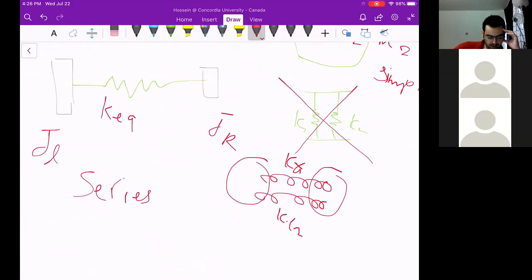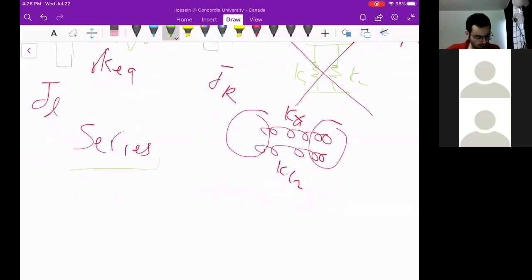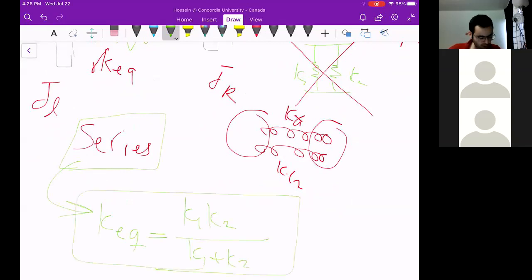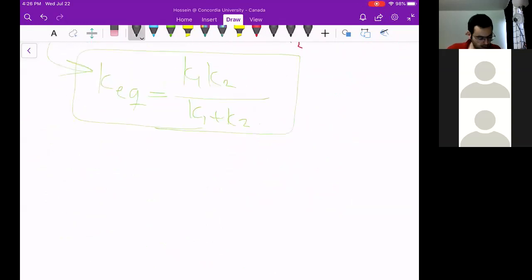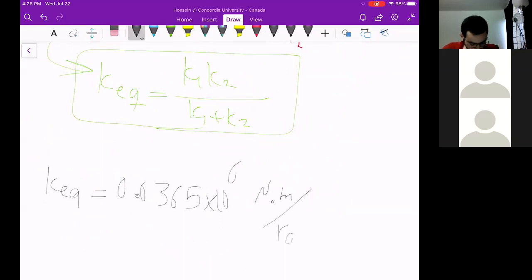So here you have the formula for a series spring. You can apply it. The equivalent or effective stiffness of the two springs is K1 multiplied by K2 over K1 plus K2. We already obtained K1 and K2, so we could find the equivalent K, which is going to be 0.0365 multiplied by 10 to the power 6 Newton meter, the torque you require in order to rotate this equivalent stiffness by 1 radian.